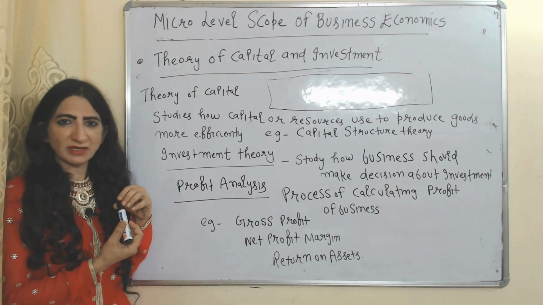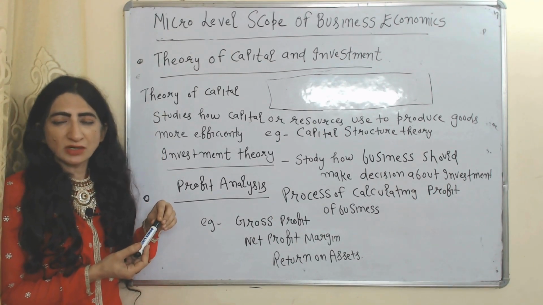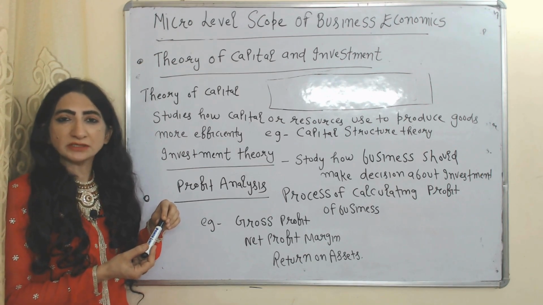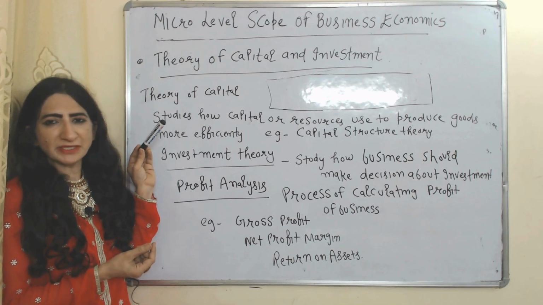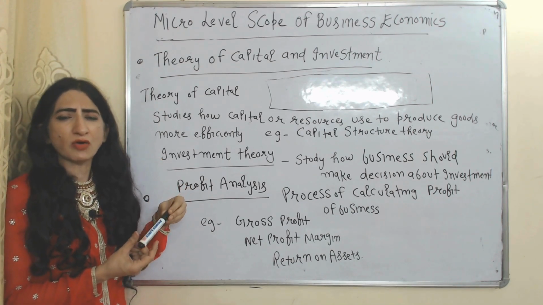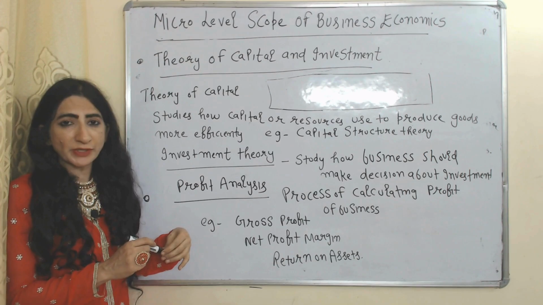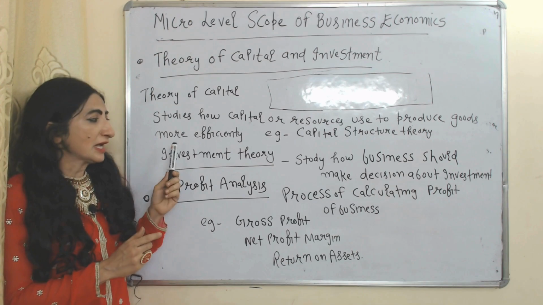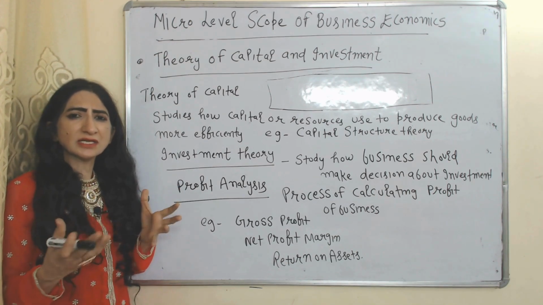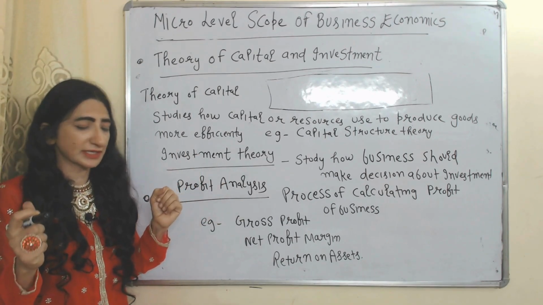Next, micro level scope, theory of capital and investment. Business economics studies many theories of capital as well as investment. And theory of capital mainly studies how businesses should use their capital or resources in order to produce more efficiently. For example, capital structure theory. And investment theory mainly studies how businesses should invest in order to receive more return.